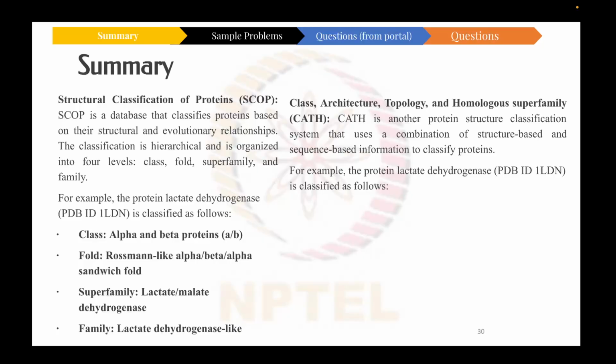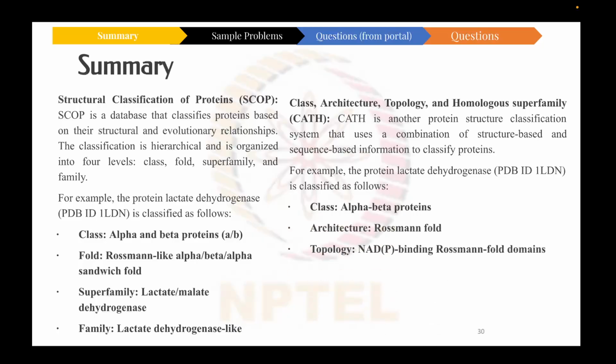Its class is alpha and beta proteins. Fold is Rossmann-like alpha beta or alpha beta sandwich fold. Superfamily is lactate or malate dehydrogenase, and family is lactate dehydrogenase-like. So this is how SCOP classification looks.